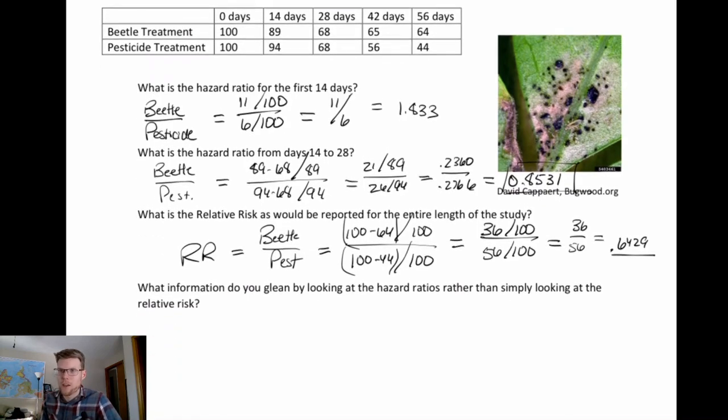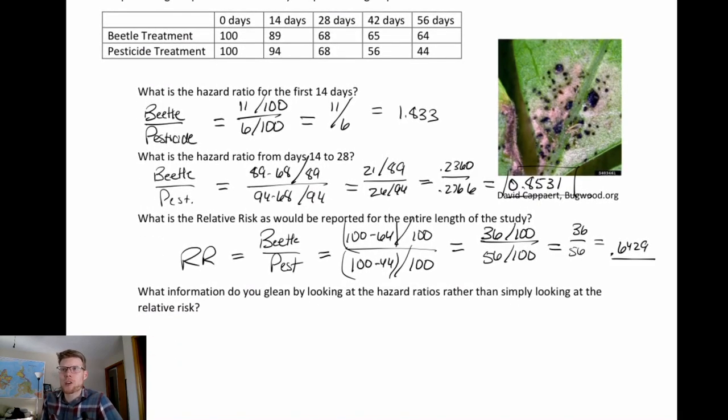So just a recap here, what information did we glean by looking at the hazard ratios rather than simply looking at relative risk? So the information we're gleaning is that the pesticide group might be a little bit more effective in the short term, whereas the beetle treatment might seem to be more effective over the long term. So we noticed that for the first 14 days, the pesticide group had a much better survival rate here.